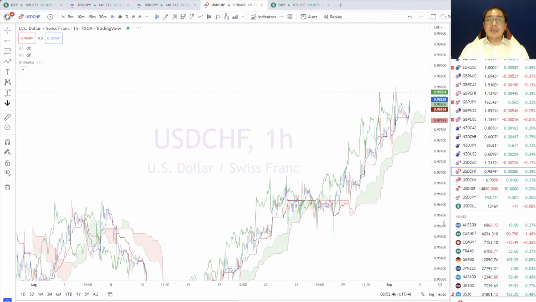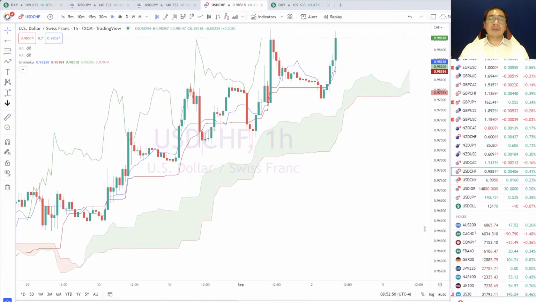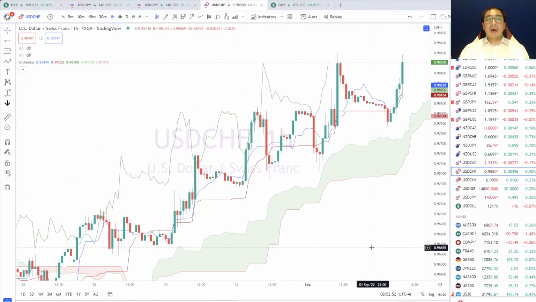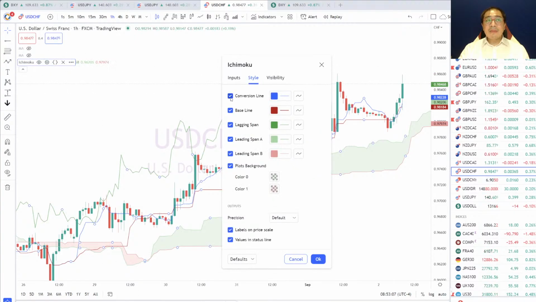If you take a look at this and you're a beginner, you are going to get messed up, because you're going to start reading all this: what's going on here? What am I supposed to look at? Because there are like 5 lines in there. Okay, so if you want to try it out, hide the conversion line, hide the baseline, hide the lagging span.